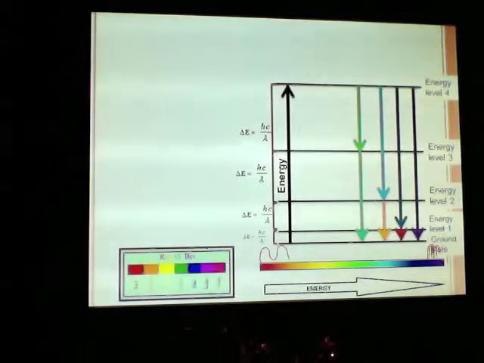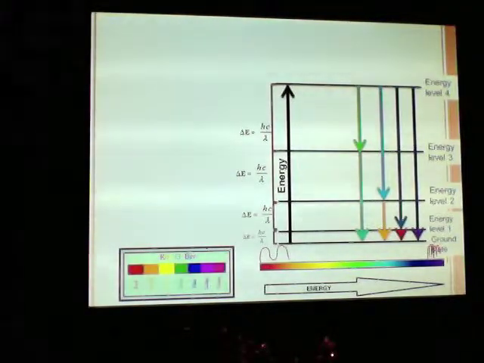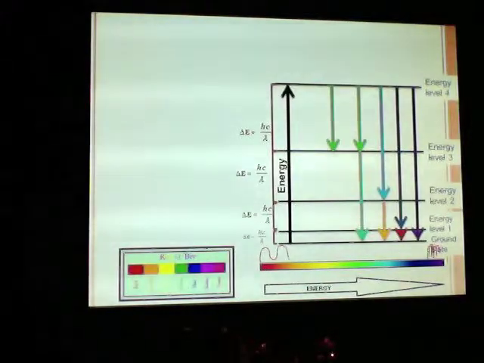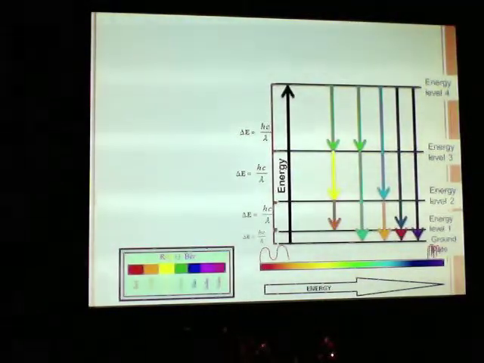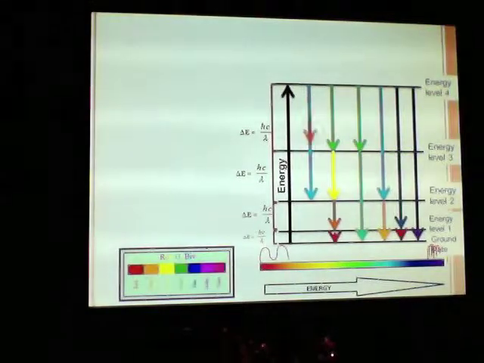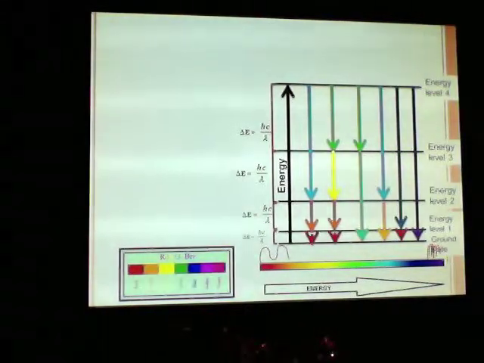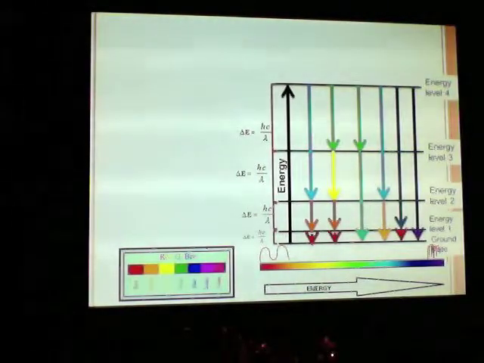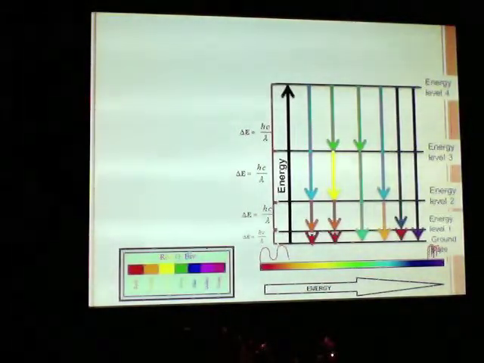Some electrons might go all the way down from the top. Some might go through different pathways. So here we go, different alternative pathways that it might go down. You can see that there can be lots of different lights that the one metal may release.